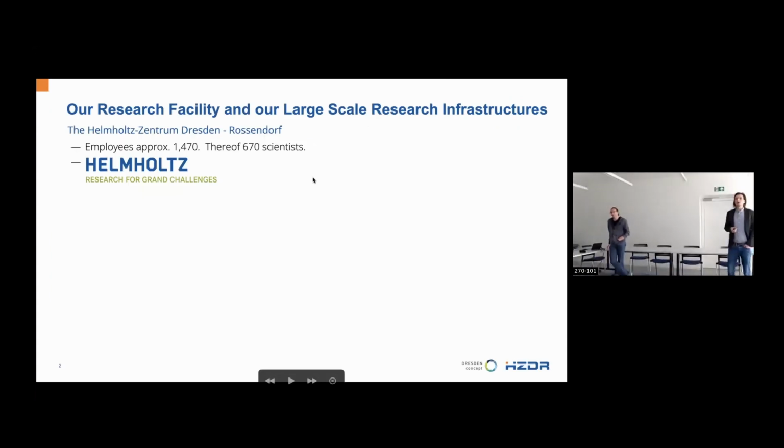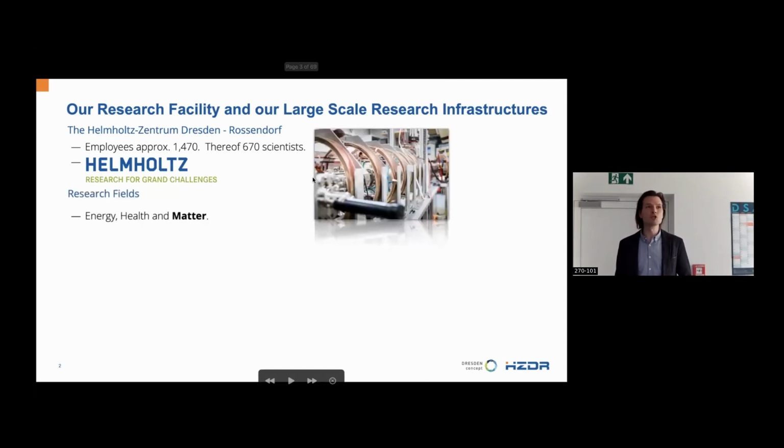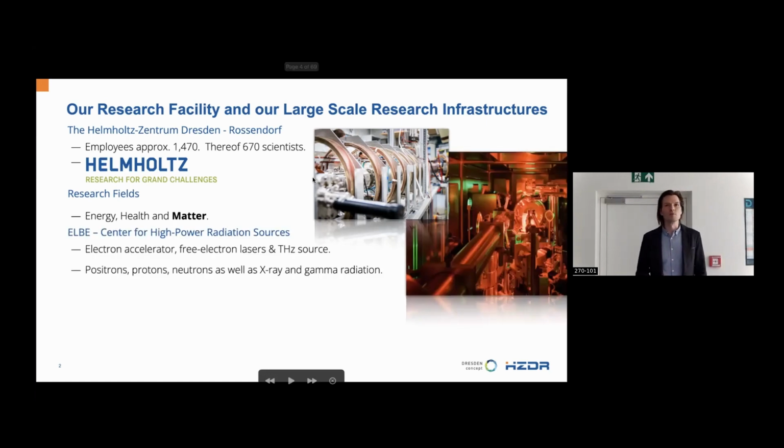Yeah, so our challenge is in the end that we are a large research center, a Helmholtz center. We have 1,500 employees, 700 scientists, and the main challenge is that we have 3 different research fields. So we have energy, health, and matter. Most of the data comes from the field matter, and we as central IT are more or less responsible for every scientist at HZDR with all the different projects and all the different specialties and data management challenges.